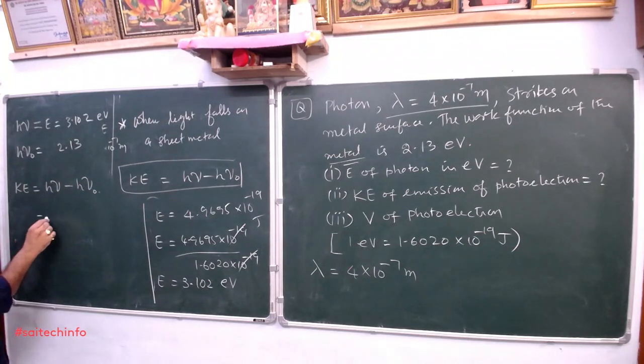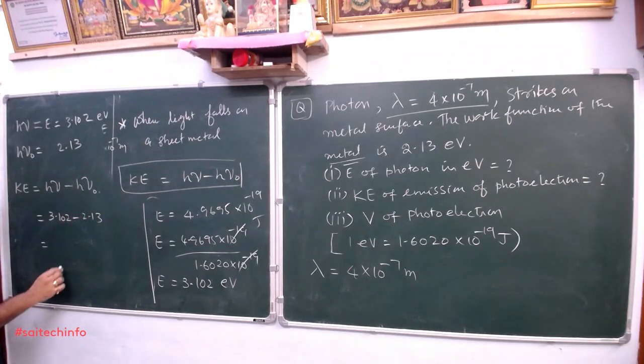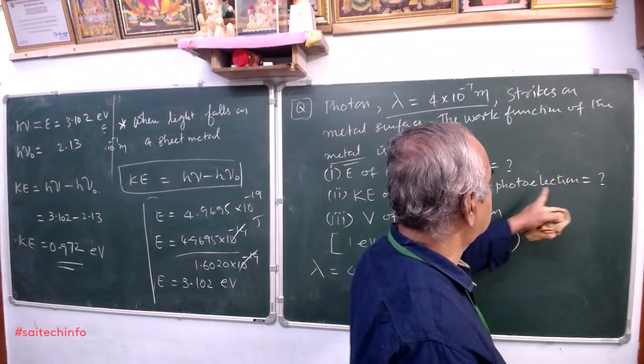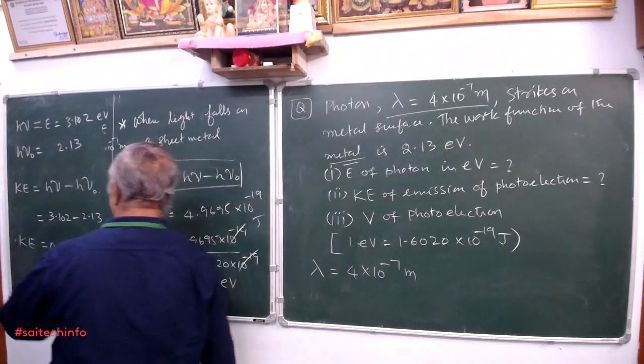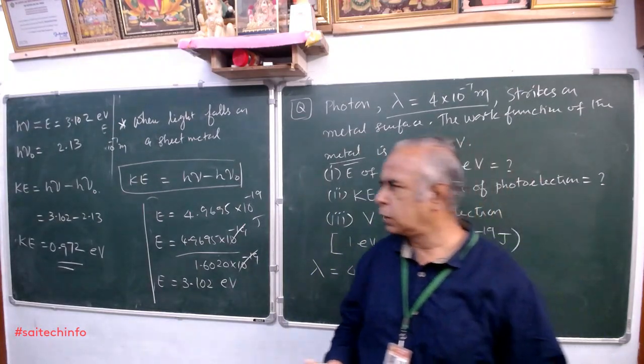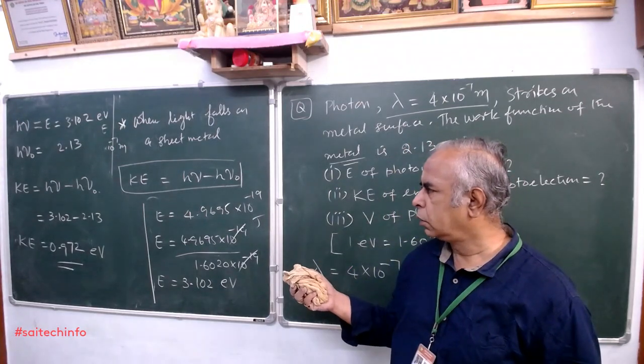Now kinetic energy is equal to h nu minus h nu naught. So that is equal to 3.102 minus 2.13. How much? 0.972 electron volt. So this is the kinetic energy of the emitted photoelectron, 0.972. And it is asked as velocity also. We have to find out the velocity. This is kinetic energy. Now we are supposed to find out the velocity.